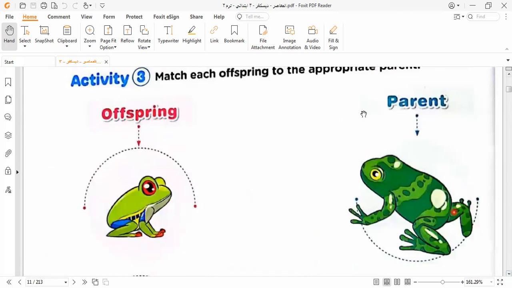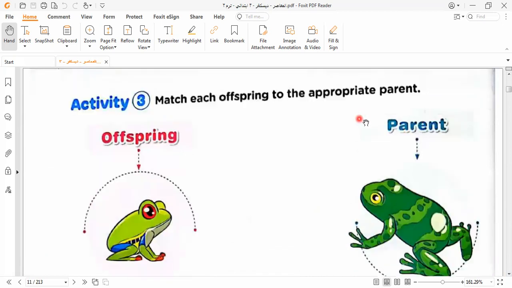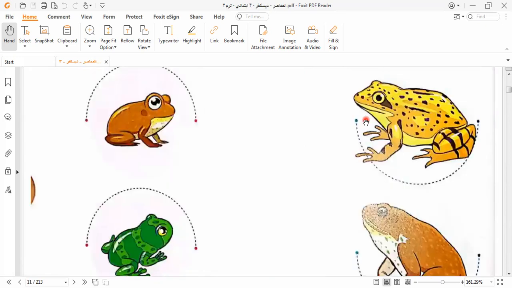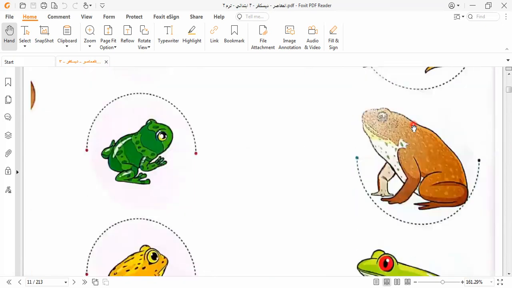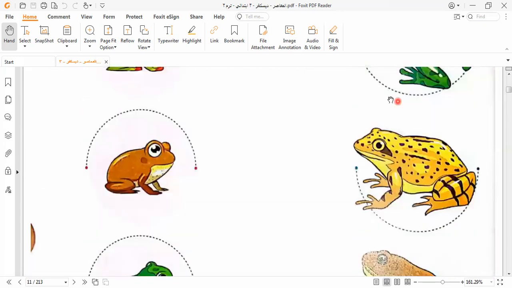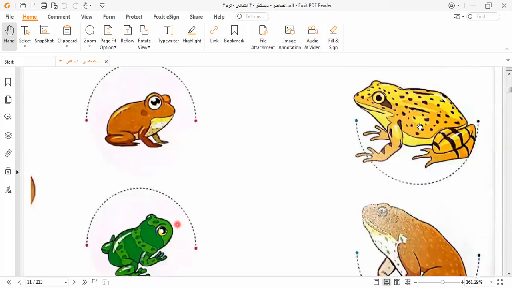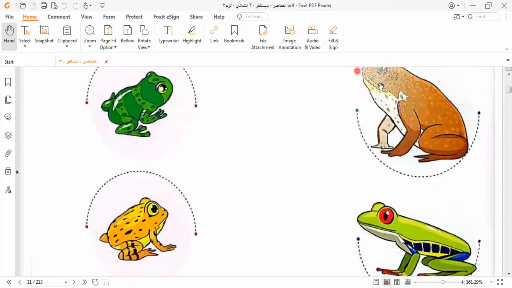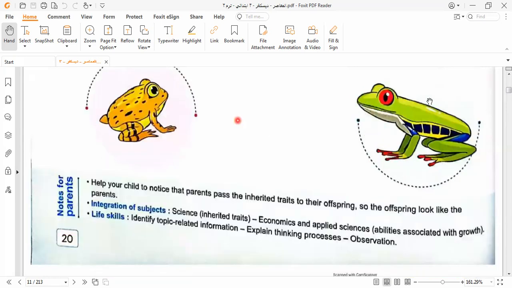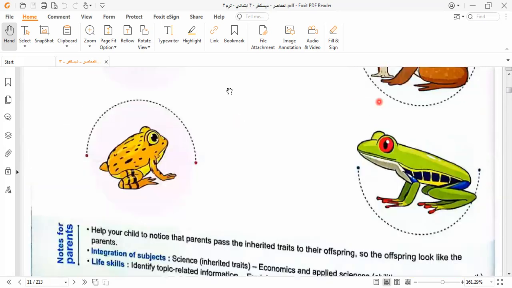We have a parent and offspring of a living organism, but not a human. It's frogs. Okay, the frogs are in different colors. This green one, which one is suitable for this one? I will select this one with this one. Another frog is yellow. Which one is the yellow frog? This one with this one. Another one. This one with this one. And the last one with the first one.